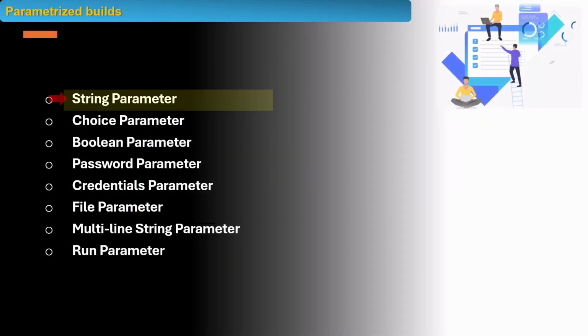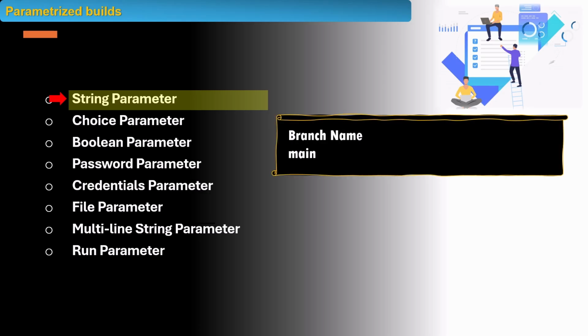So string parameter is the simplest parameter type. It accepts a single line of text entered by the user. For example, instead of hard-coding the git branch inside the pipeline, we can ask the user which branch should be built. The user might enter main, develop, or feature-login. So this makes the pipeline reusable because the same pipeline can build different branches without any code modification.